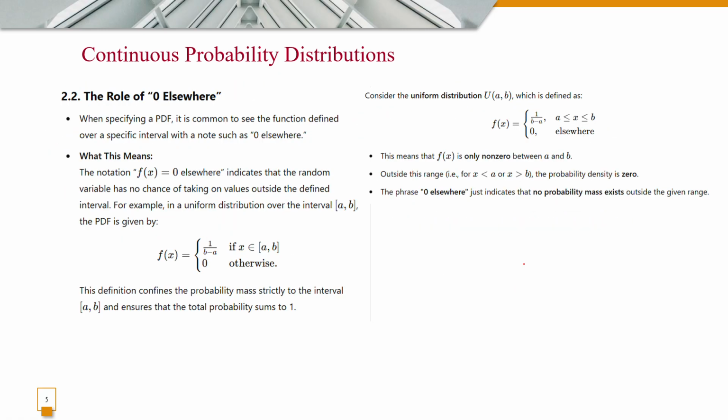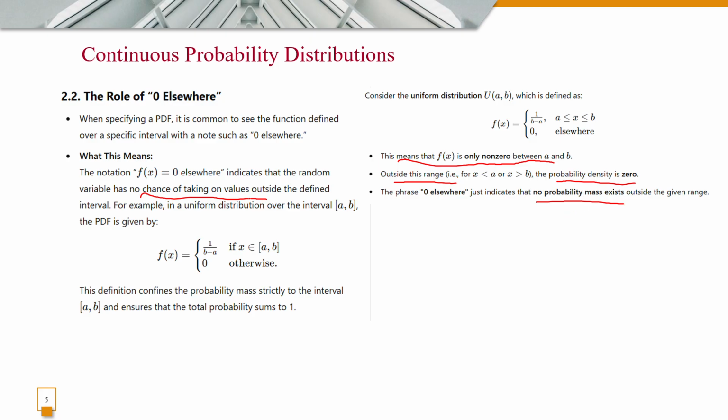So what do we mean by zero elsewhere? The role of zero elsewhere is that when specifying a PDF, it is common to see the function defined over a specific interval with notes such as zero elsewhere. This indicates that the random variable has no chance of taking values outside the defined interval. This means that the function f of x is only non-zero between a and b, but outside the range, the probability is zero. The phrase zero elsewhere just indicates that no probability exists outside the given range.